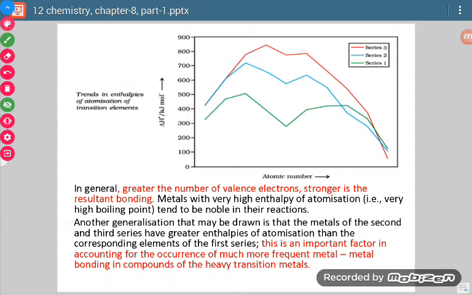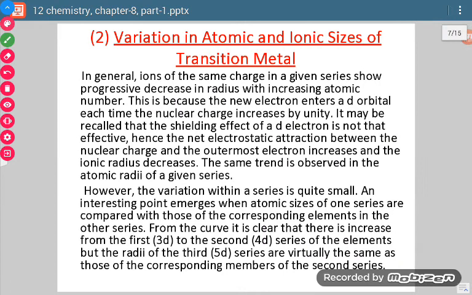So what result can we say? We can say that the greater the number of valence electrons, the stronger the resultant bonding. Here, what do we mean by saying this? We mean the number of unpaired electrons. This is what we can say on the basis of melting and boiling point values.